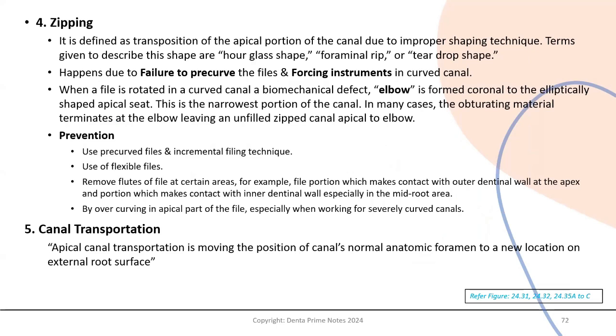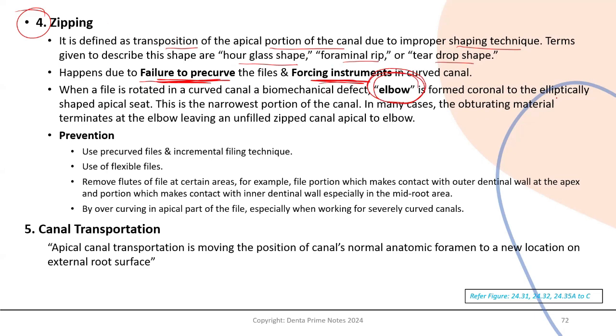Now let's talk about zipping. It's defined as transposition of the apical portion of the canal due to improper shaping technique. Terms given to describe this shape: hourglass shape, foraminal rip, teardrop shape. It happens due to failure to pre-curve and forcing the instrument. So when a file is rotated in a curved canal, a biomechanical depth, an elbow is created. Remember, always an elbow is created in zipping.